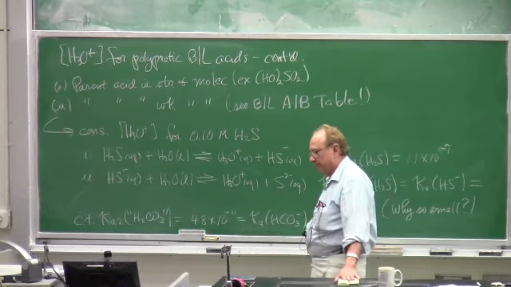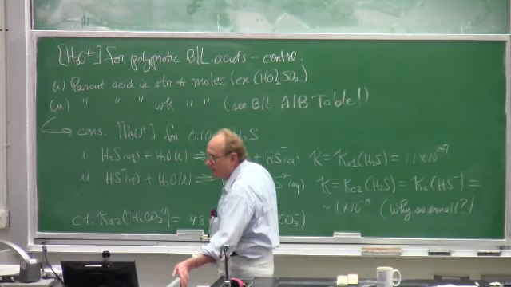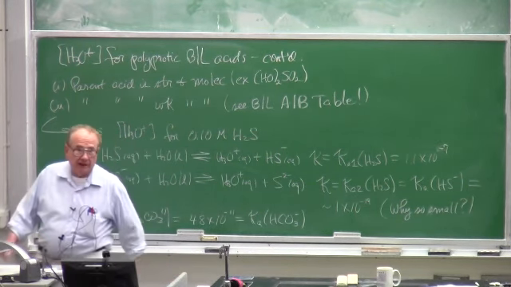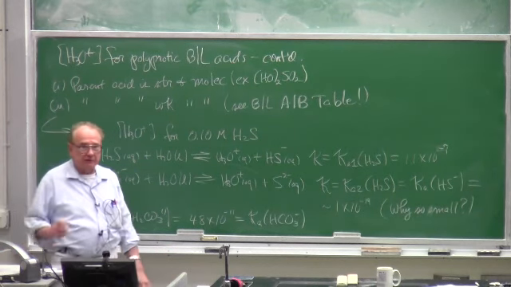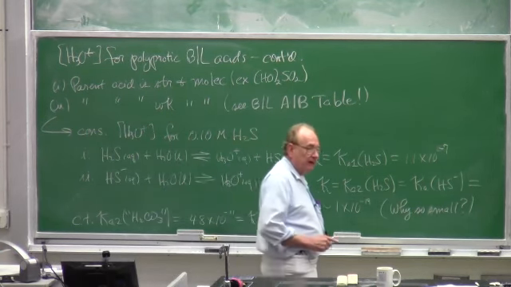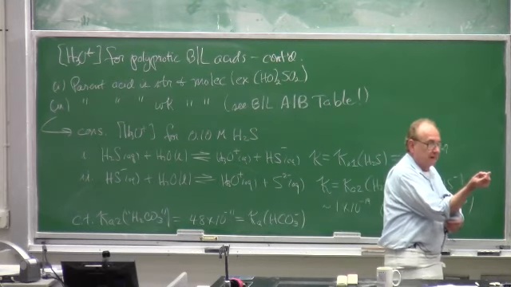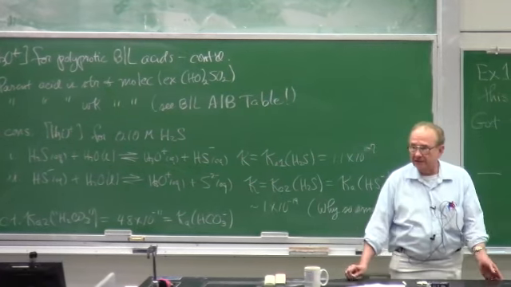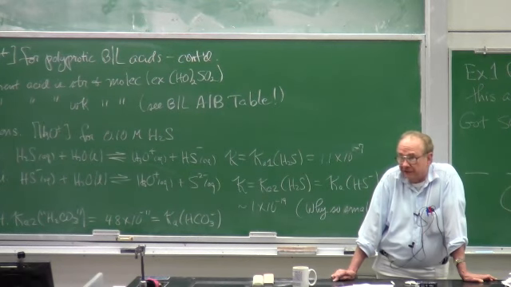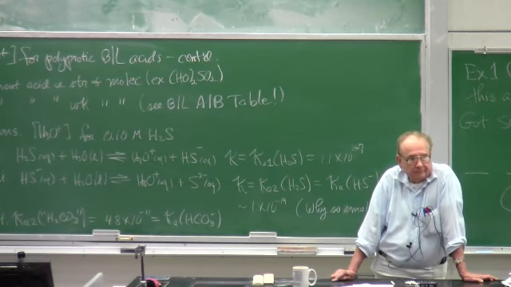Second case, parent acid is also weak. Molecular, but this time weak rather than strong. Number of examples of such in the acid-base table. Phosphoric acid, oxalic acid, conjugate base of phosphoric acid, H2S, quote-unquote H2CO3.